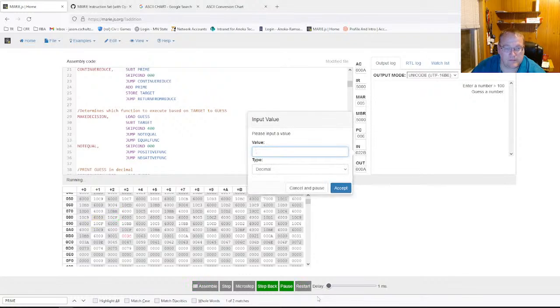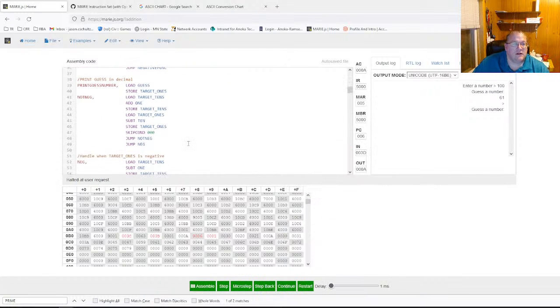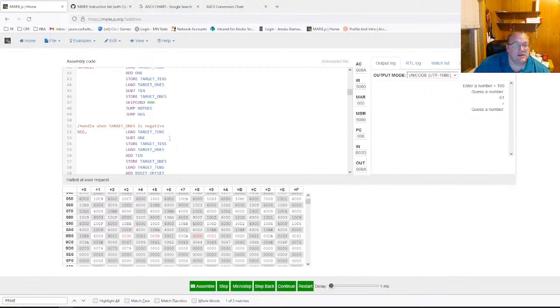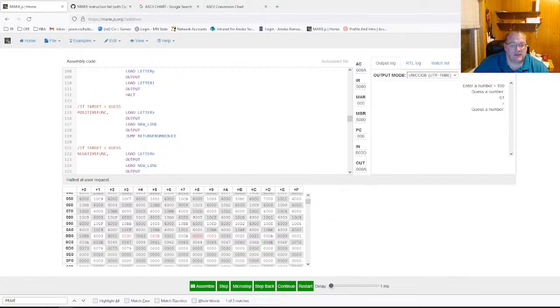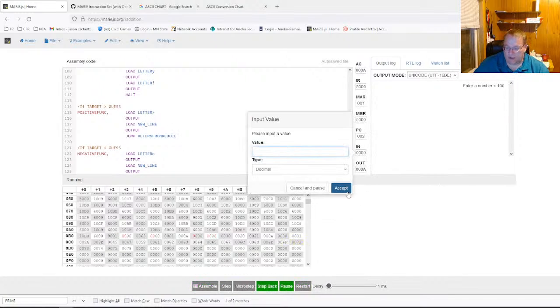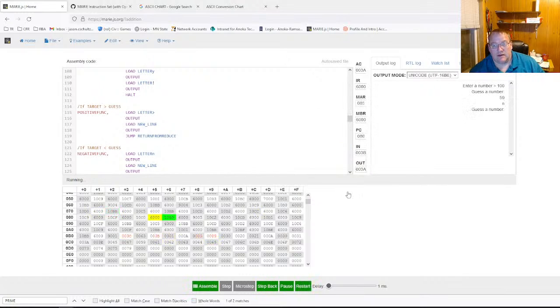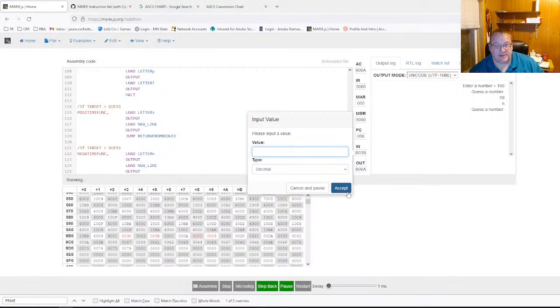555 and 61. It prints the 61, and then it puts a greater than symbol, right? Because it's still a positive number. So what we need to do, let's try doing it differently this time. 555, and I'm going to go 59. So this is going to give me a negative number, which is what that N stands for.